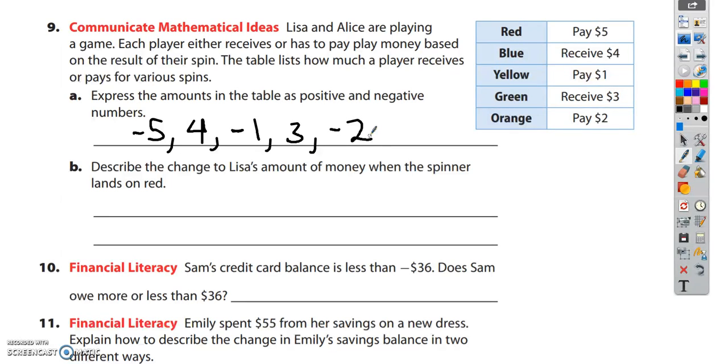Question B reads, describe the change to Lisa's amount of money when the spinner lands on red. So go find red. Red says she pays $5. That's all you have to write. If she lands on red, she pays $5.